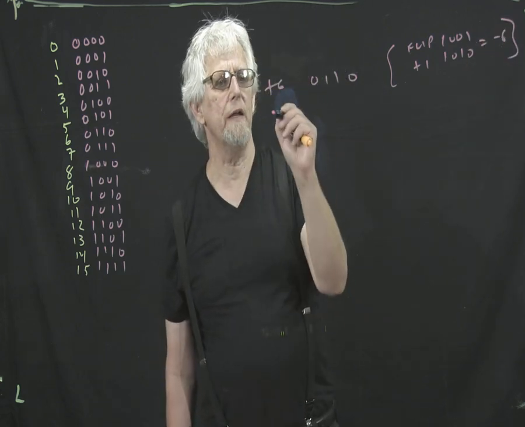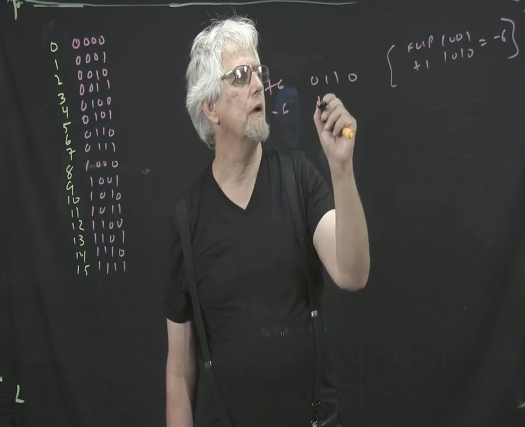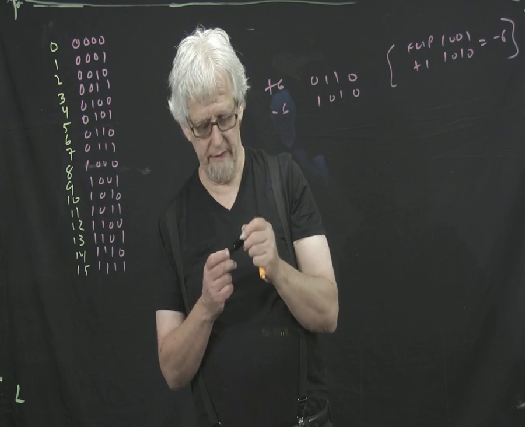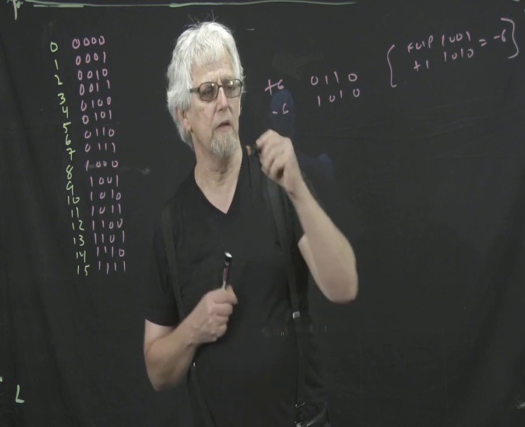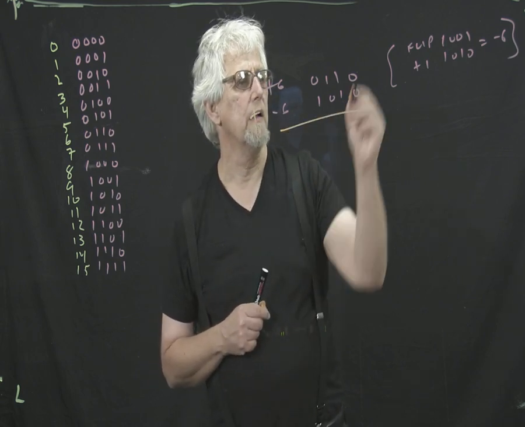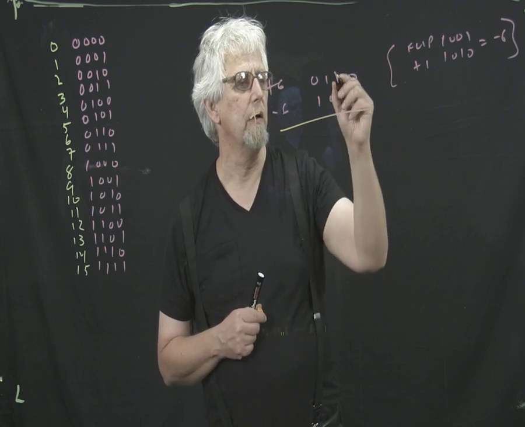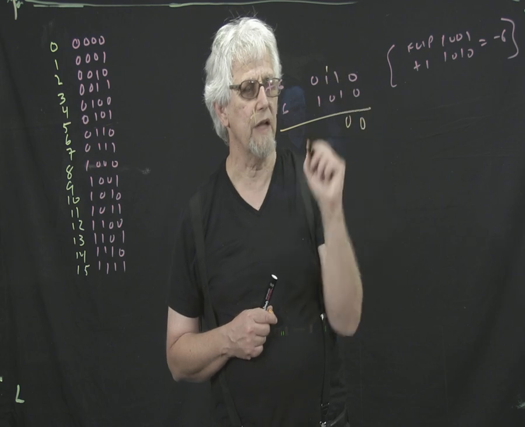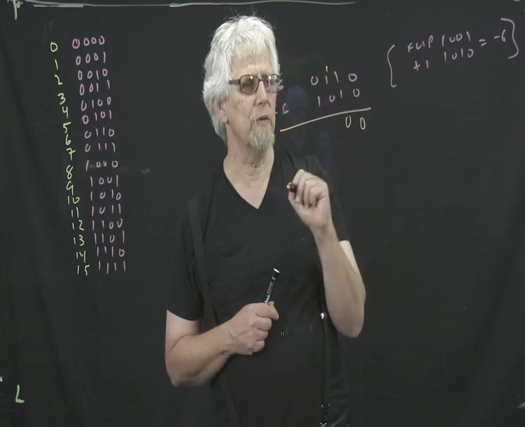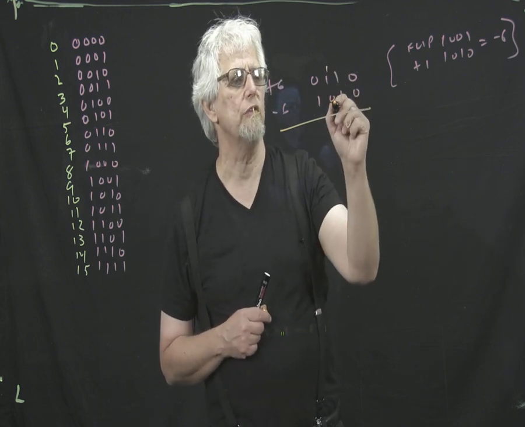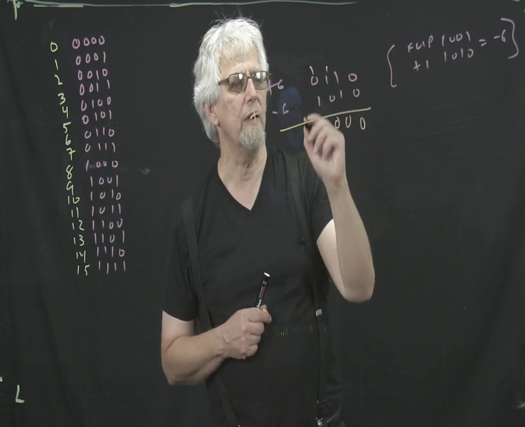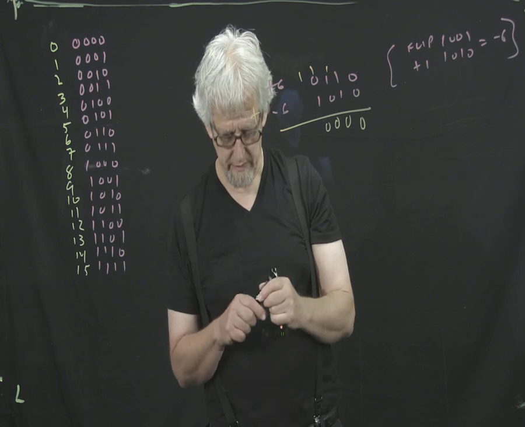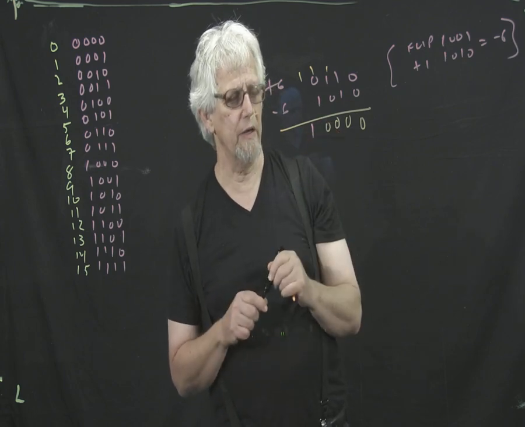Okay, so let's try that. 1, 0, 1, 0, and then I can add these two. 0. 1 plus 1 is 2, which is 0 and 1 to carry. 1, 0 is 2, right? 1 plus 1 is 2, which is 0 and 1 to carry. 1 is 0 and 1 to carry. And I get this extra bit over here.